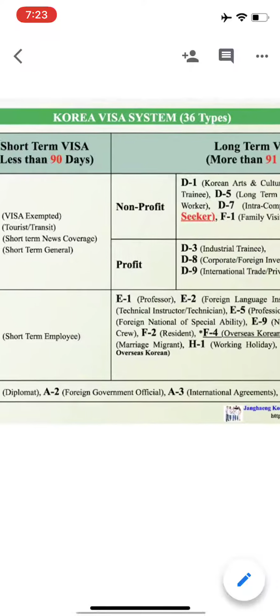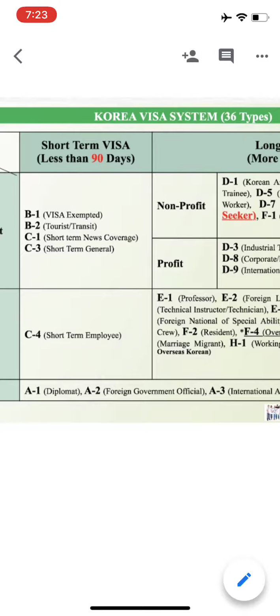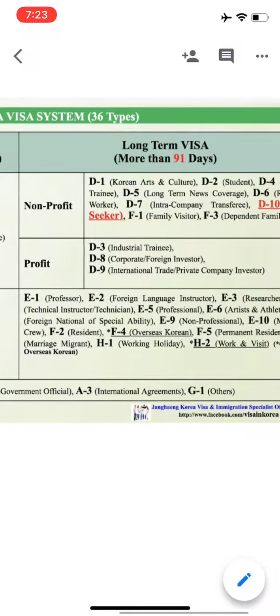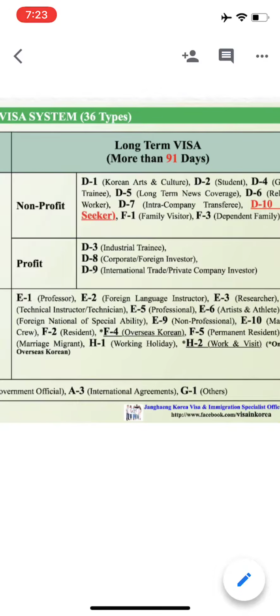Then there are long-term visas, of 91 days or more. Starting from 91 days, they need to register an ARC. But certain visa types cannot work, even if they hold a long-term visa of over 91 days. Some visa types are only allowed to work, some are only allowed to run their own business, and some visa types can both work and open their own business. I'll explain that.